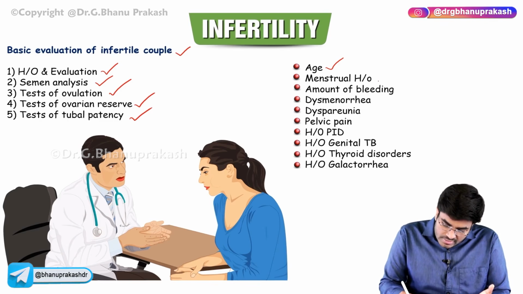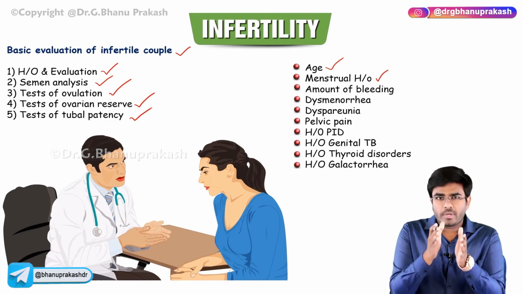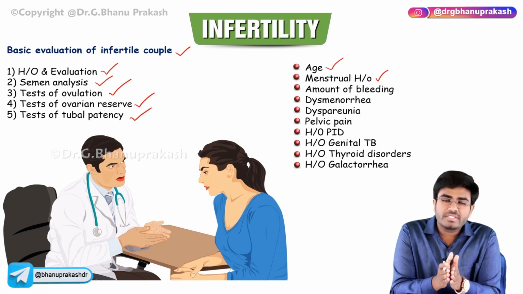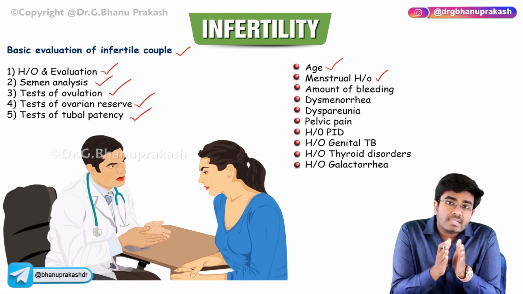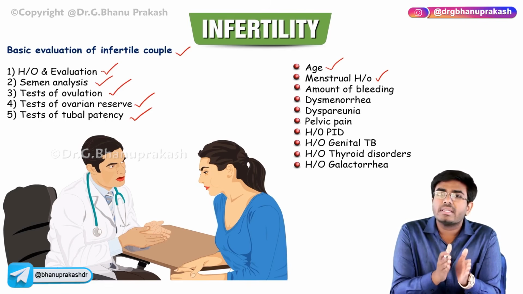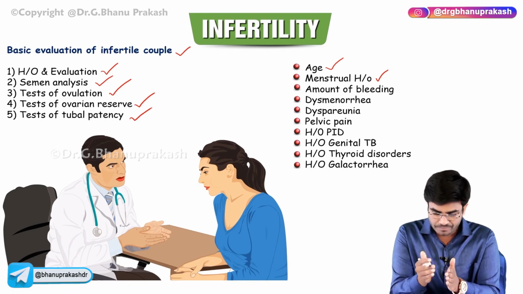We will also be asking about the menstrual history. Why is menstrual history important? Because if she is regularly menstruating, it means the cycles are ovulatory cycles. If she says, I am bleeding once in 3 months, it indicates that her cycles are irregular, which means there is a problem with ovulation. Anovulatory cycles will lead to irregular bleeding.